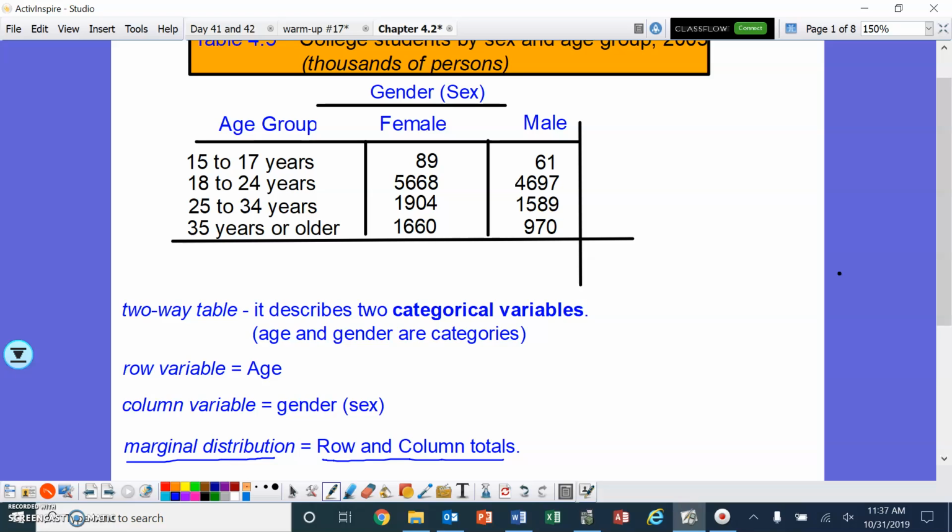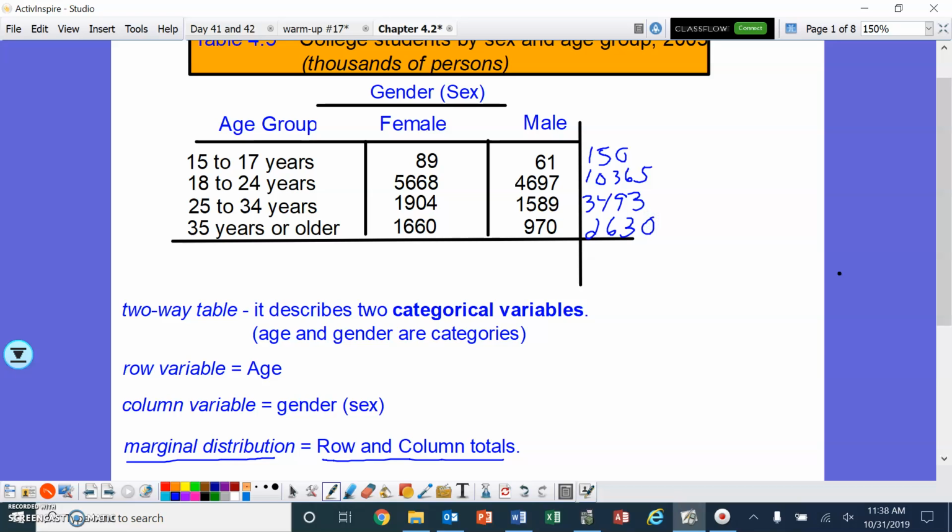So you notice that the totals are not in the table, so we're going to need to go ahead and add things up and find them. So I'm going to do the rows first. 89 plus 61, that's 150. And then the next row, add those two together, and we get 10,365. Okay, the 25 to 34-year-old, add those up. That should be 3,493. And then the last row, I believe adds up to 2,630.